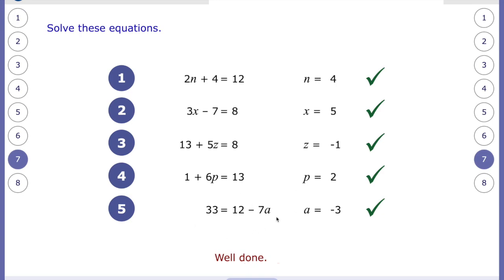And on the last one, which is quite tricky, here, 33 equals 12, subtract 7a. We needed to add 21 to make 33. But we've got to subtract here. So if we do minus 7 multiplied by negative 3, we'll have 7 take away negative 21. So it becomes 12, add 21, take away negative 21 because 2 negatives. Quite tricky, the last one.